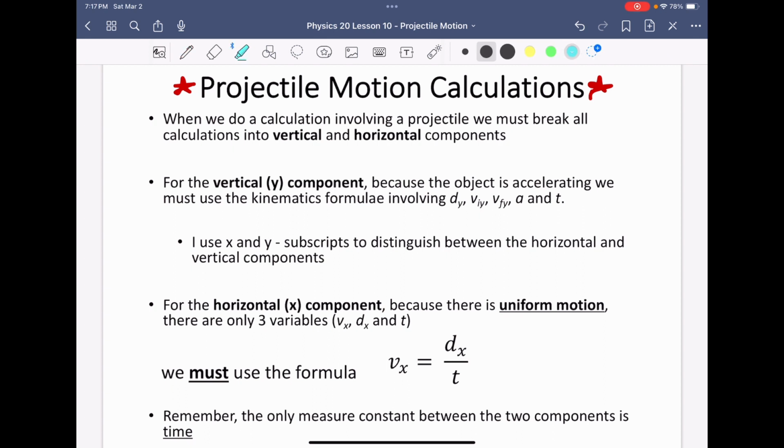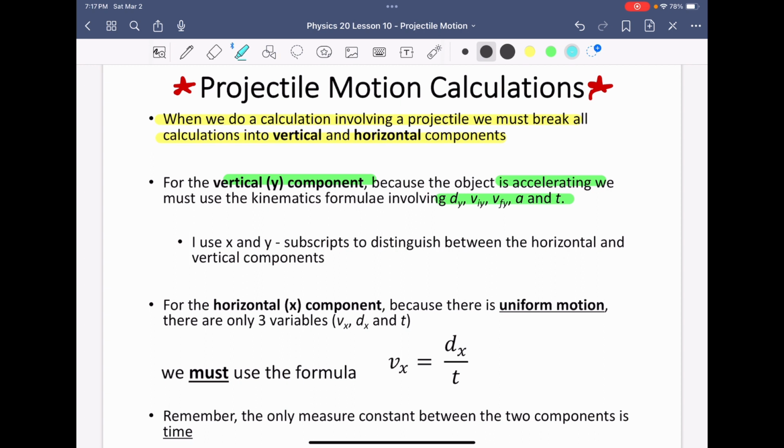So when we're dealing with projectile motion, we need to break it into its horizontal and vertical components. The vertical components are accelerated. They're facing the gravity behind this problem. So they're going to involve the following variables: dy, viy, vfy, acceleration, and time. And so I like to just make sure that they always have their subscripts on them, just to make sure that we're representing them in terms of, are they going horizontally or vertically?